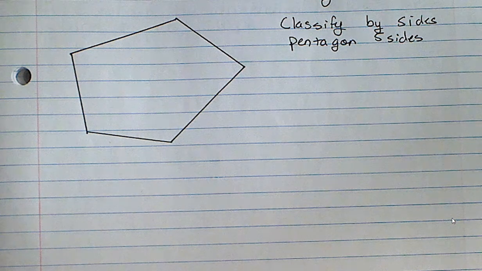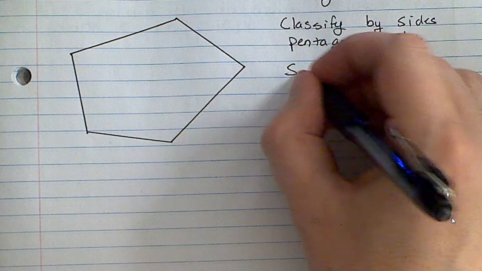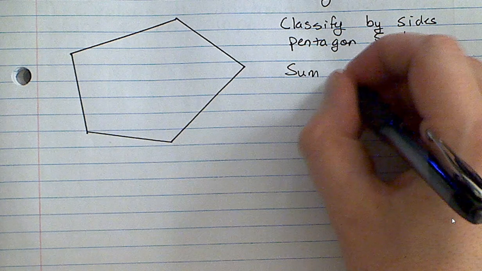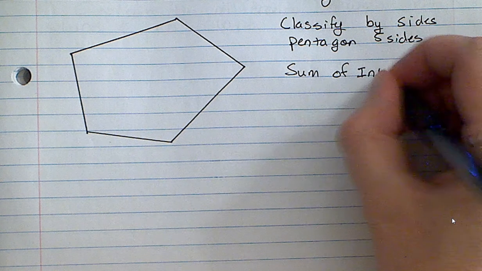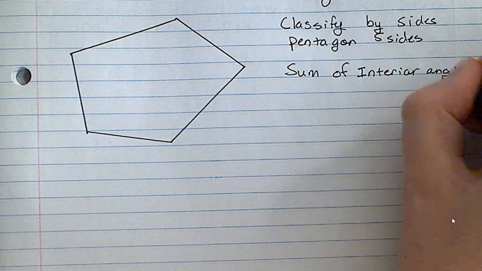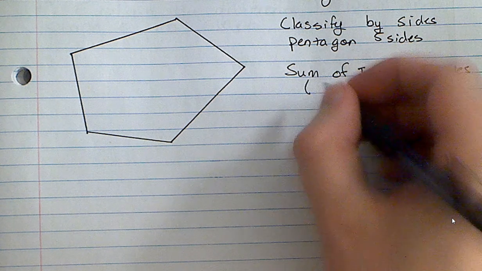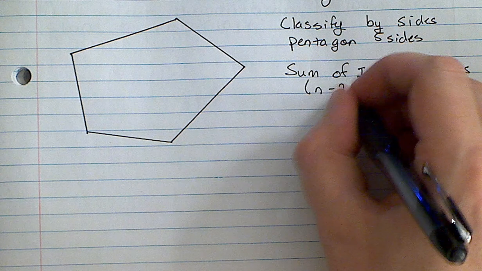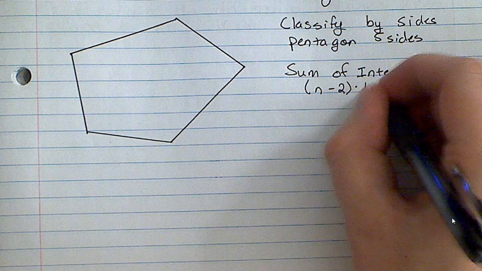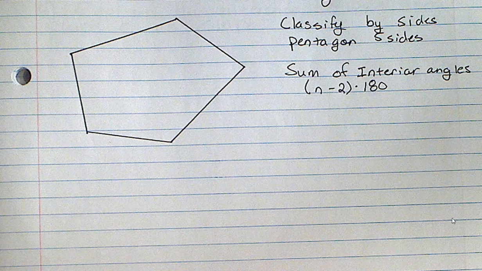Now, the next thing that we're going to do is talk about the sum of the interior angles. Anybody remember what sum means? Yep. So the sum of the interior angles is going to be the number of sides something has. This is an important formula. Minus 2 times 180. So this has 5 sides.